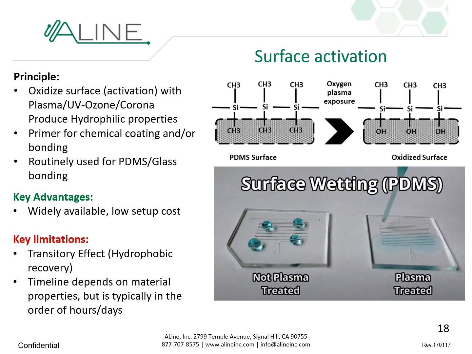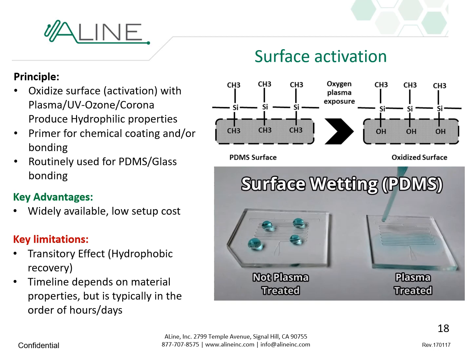Alternatively, this is a more common example. You can use surface activation. So the principle here is that you can oxidize or activate the surface with plasma, UV ozone, or corona to produce hydrophilic properties. This can be used as a primer for chemical coating that we're going to see in the next slide, and/or for bonding, but can also be used just to treat the surface.